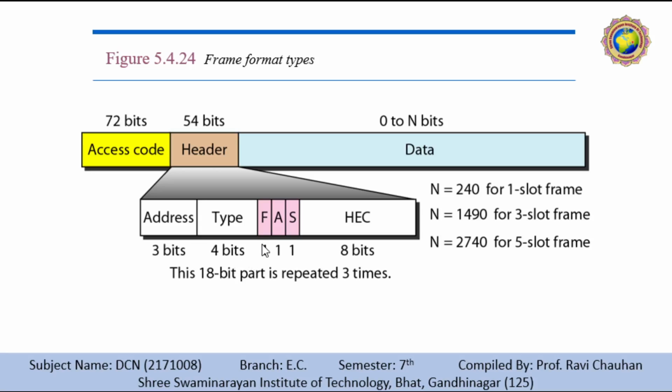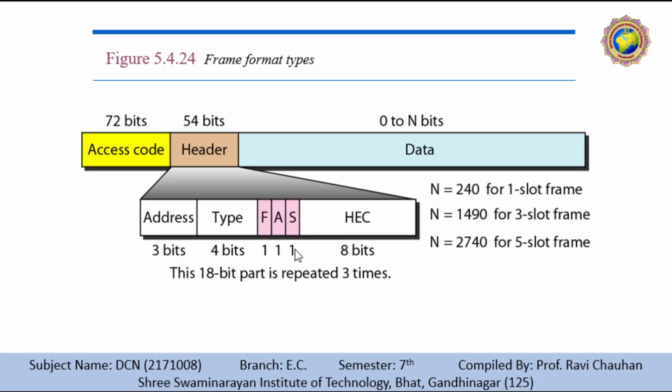F. This 1-bit subfield is for flow control. When set to 1, it indicates that the device is unable to receive more frames, meaning the buffer is full. A. This 1-bit subfield is for the acknowledgement. Bluetooth uses stop and wait ARQ. One bit is sufficient for an acknowledgement.